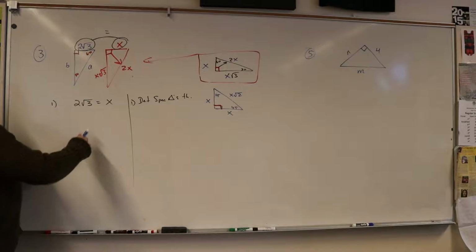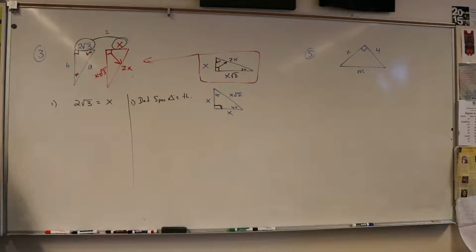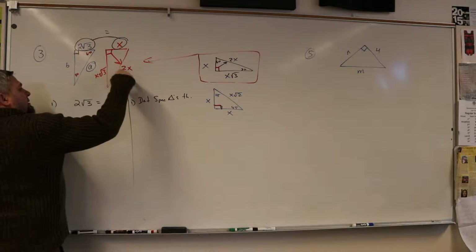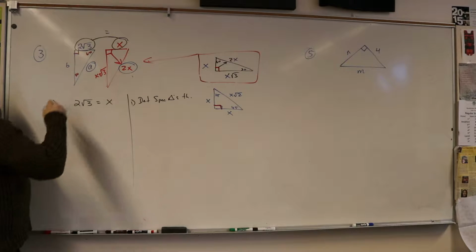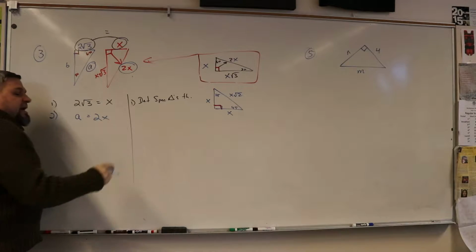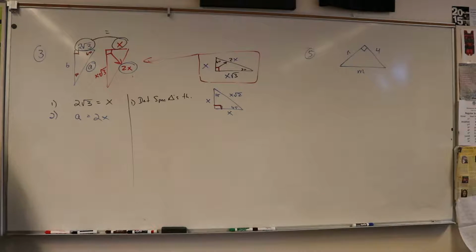So which one do you want to deal with? A or B? A. Okay? So which one is A? This guy or this guy? 2x. Okay? So that means that step 2 says A is equal to 2x. Fair enough? Why?